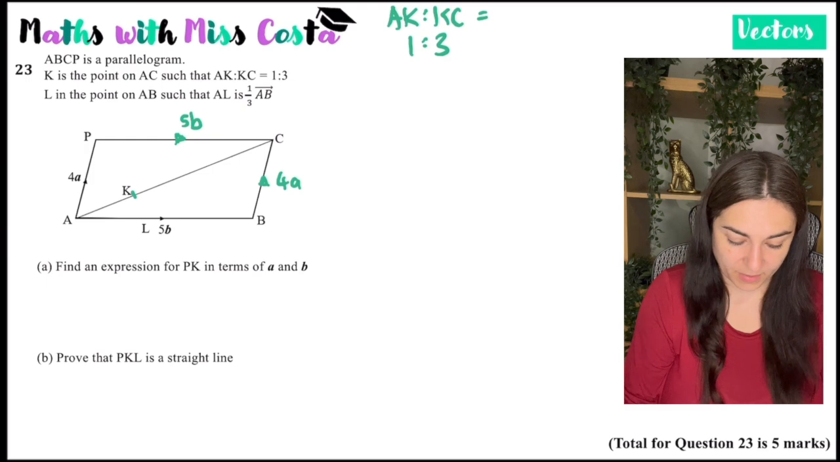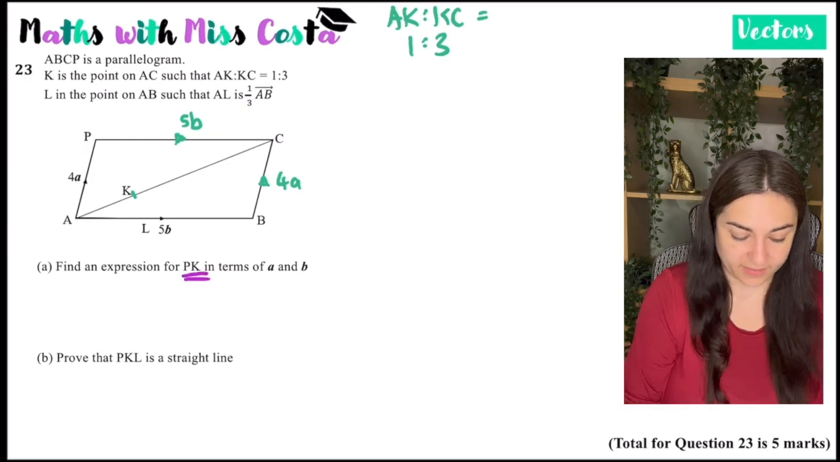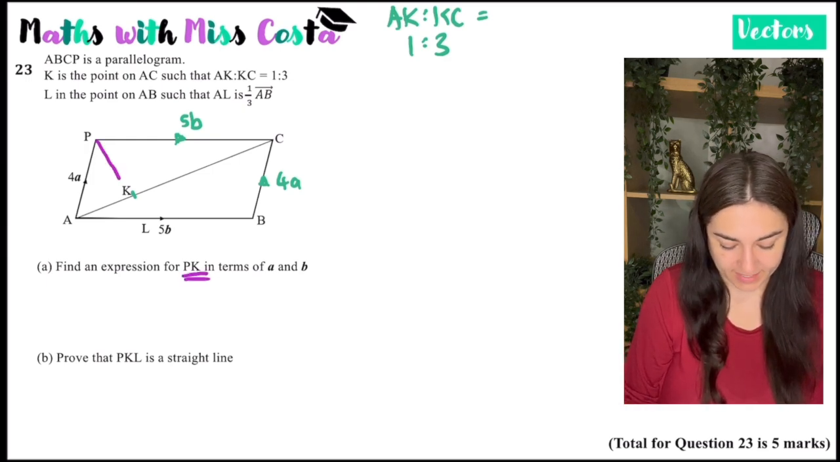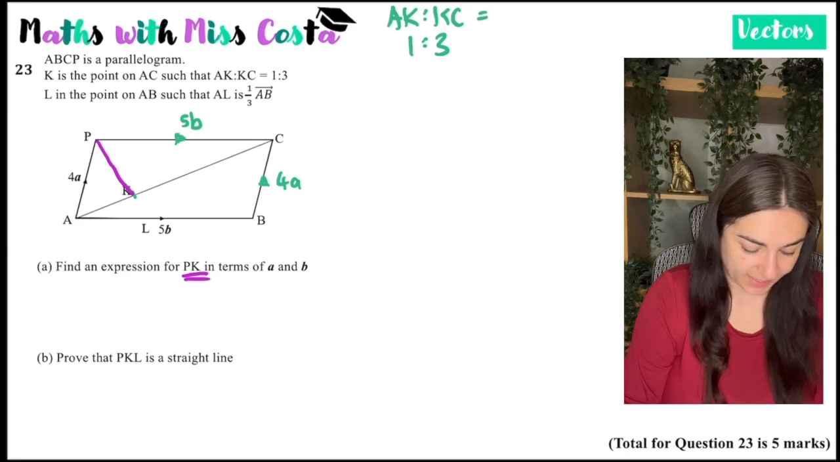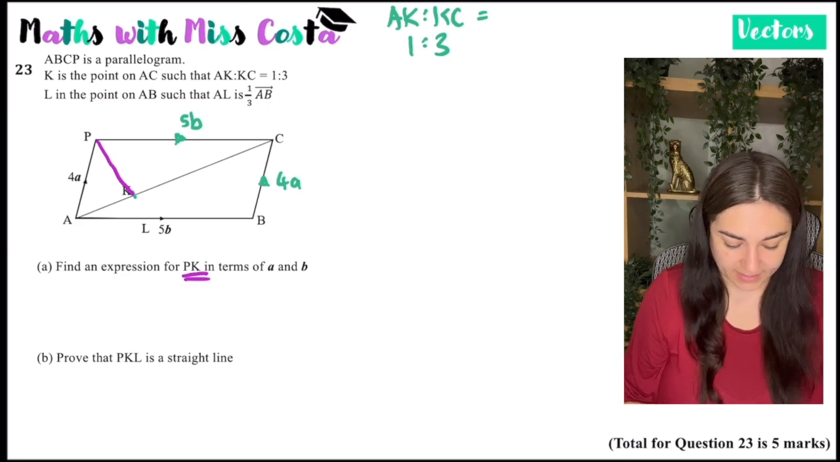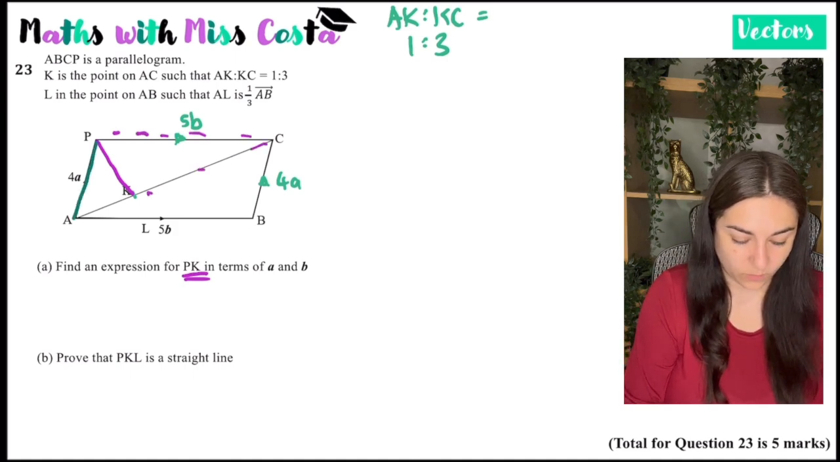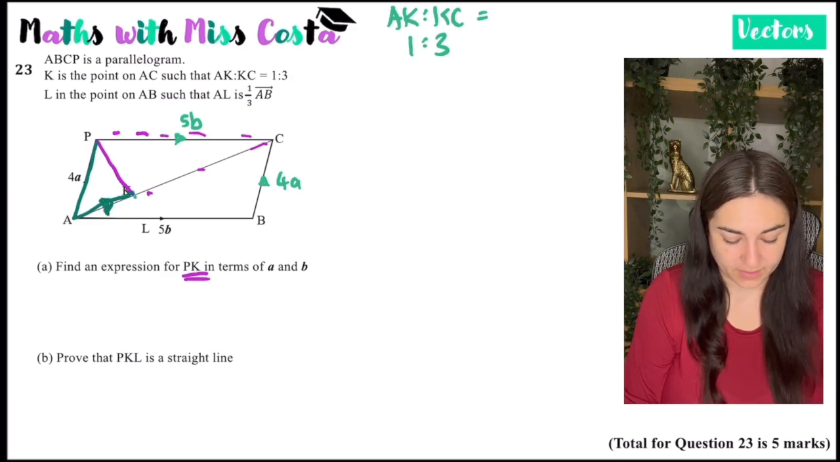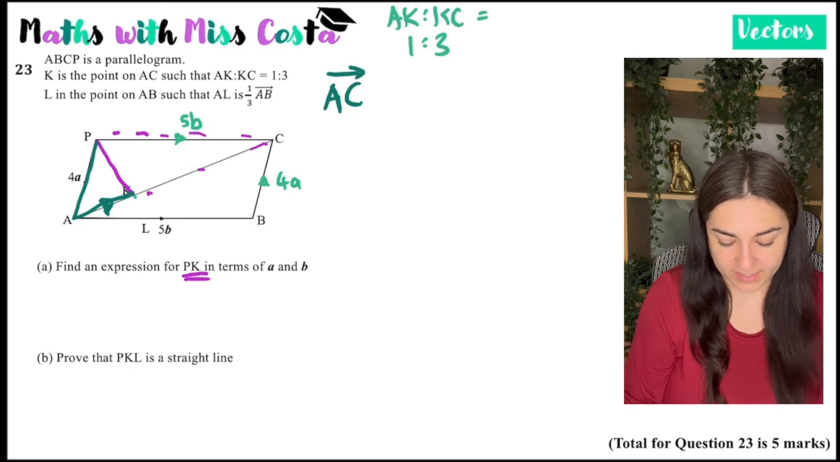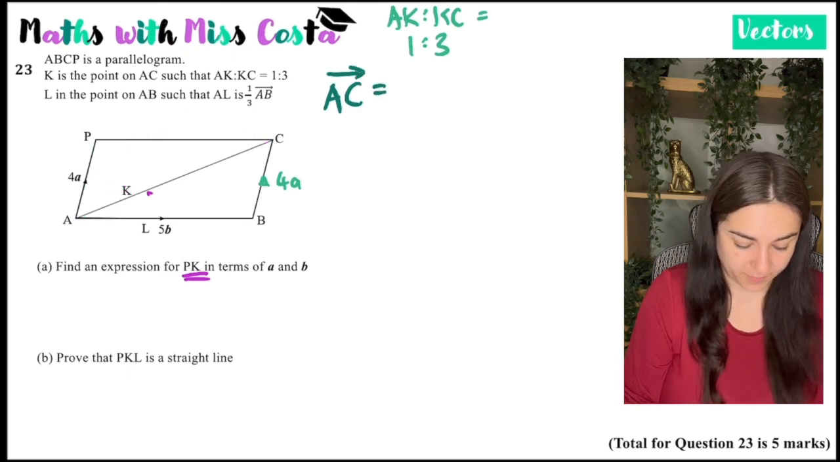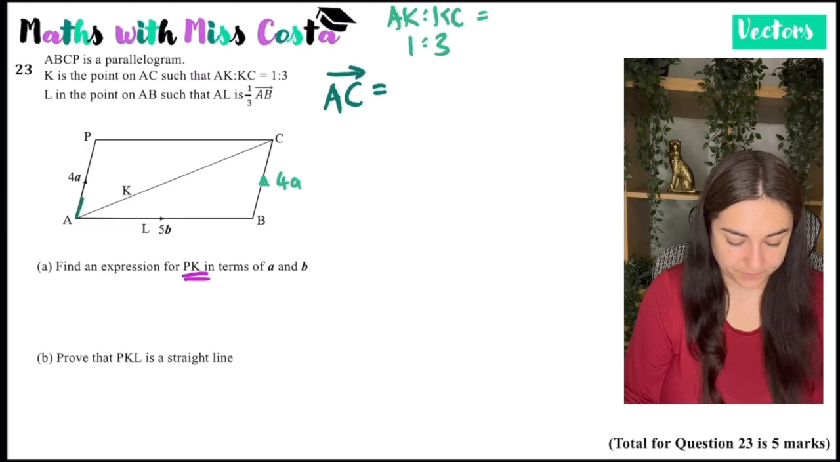Okay, so let's start by working out an expression for PK in terms of a and b. So PK would be here. So how can I get from P to K? Well, there's a few ways. I could either go along here and then down there, or I could go along here and up here. So in order to find PK, I'm going to need to first work out what AC must be. So how do I get from A to C?